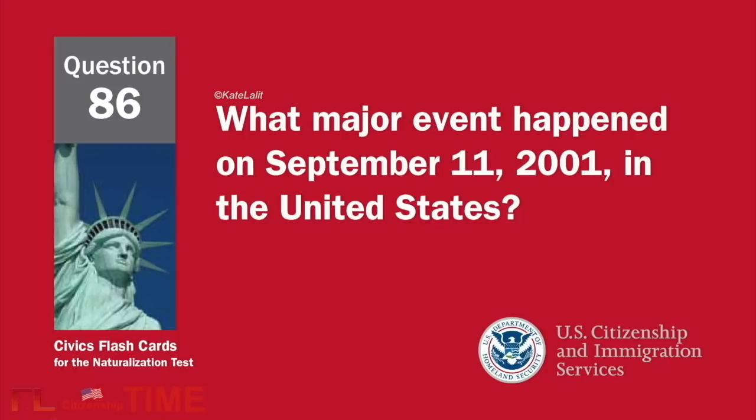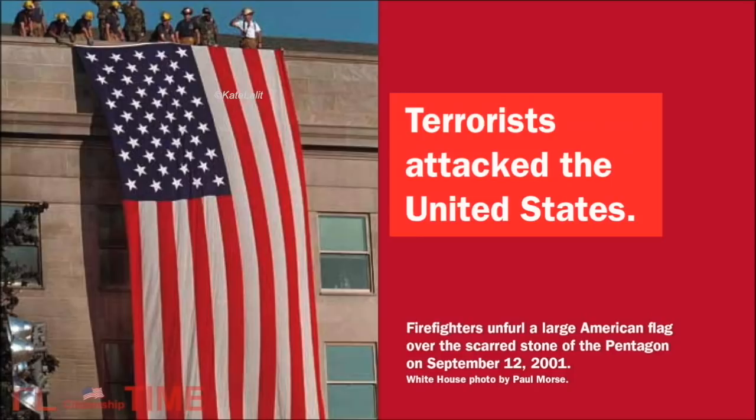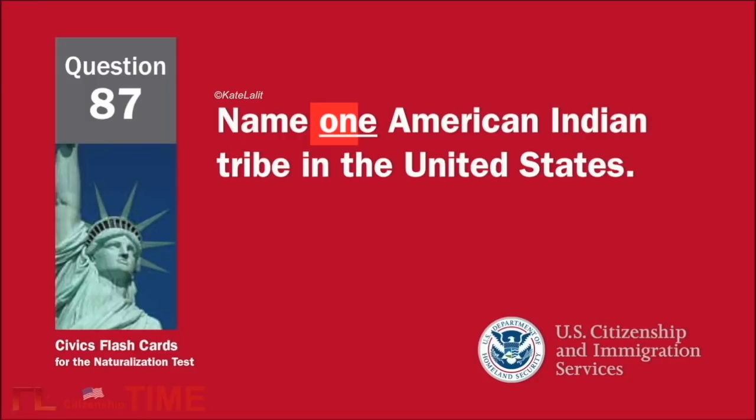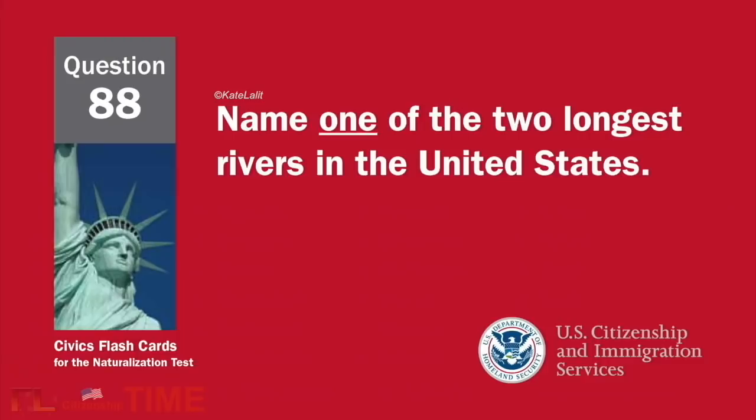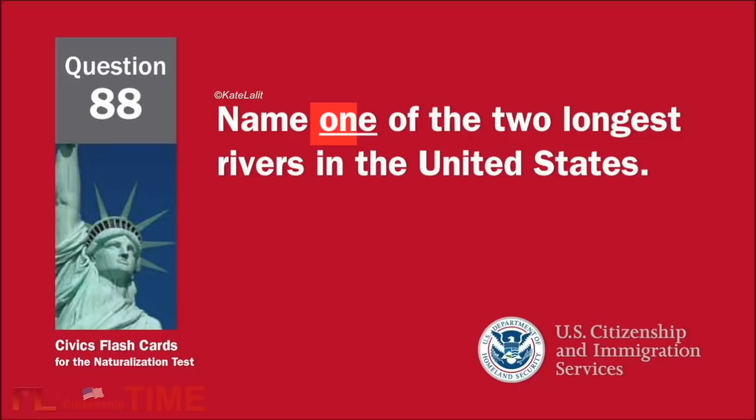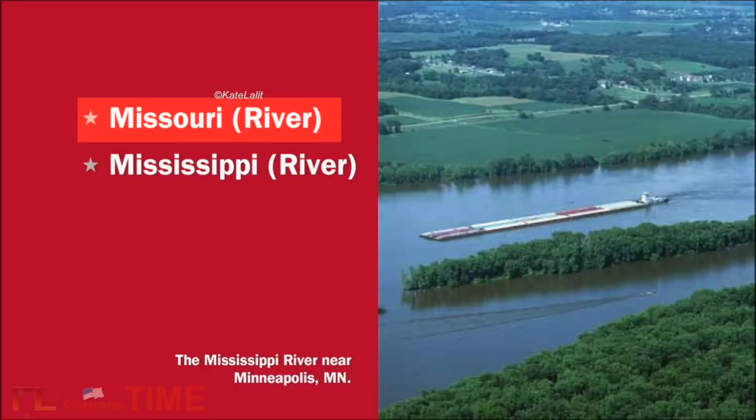What major event happened on September 11, 2001 in the United States? Terrorists attacked the United States. Name one American Indian tribe in the United States. USCIS officers will be supplied with a list of federally recognized American Indian tribes. Cherokee. Name one of the two longest rivers in the United States. Missouri River.